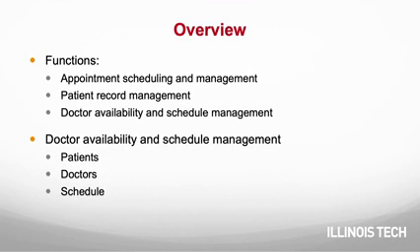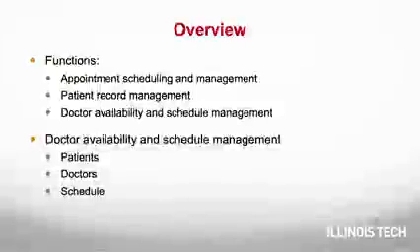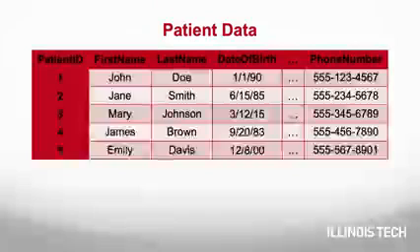And this means that we need to be storing, at a minimum, three kinds of information. We need information about patients. We need information about the different doctors in the system. And also we need scheduling information, which is, in fact, what connects the patients with the doctors. Patients make appointments with particular doctors at particular times and so forth. So let's jump in here and look at patient data.